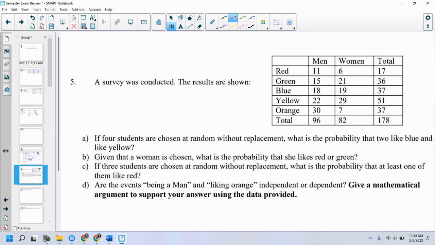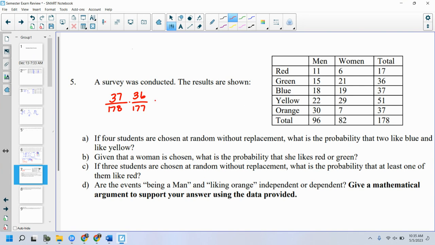What's the probability that 2 like blue? Well, I guess what's the probability that 1 likes blue? 137. Oh, just out of everyone. 37, out of 178, right? Okay. What's the probability of getting the second person liking blue? 36 out of 177, right?